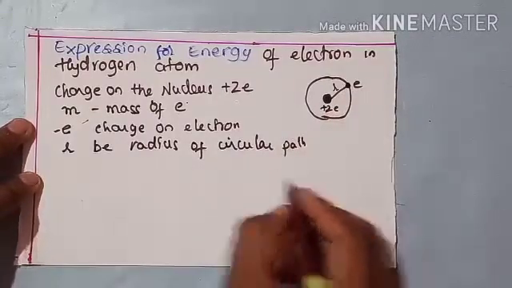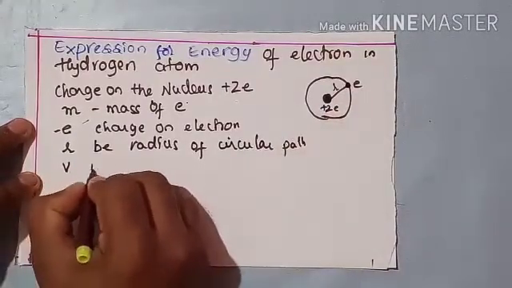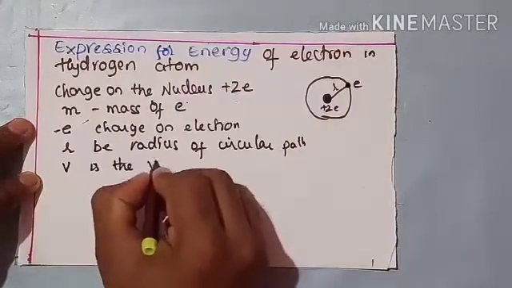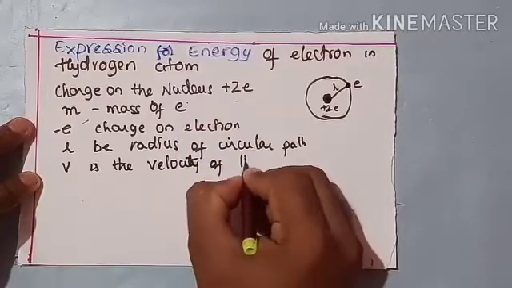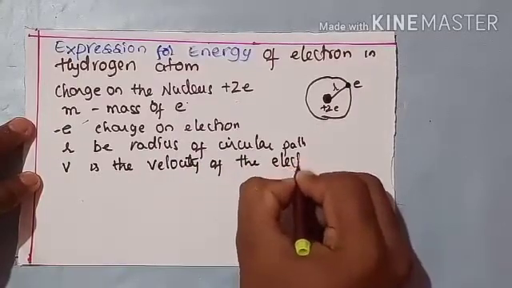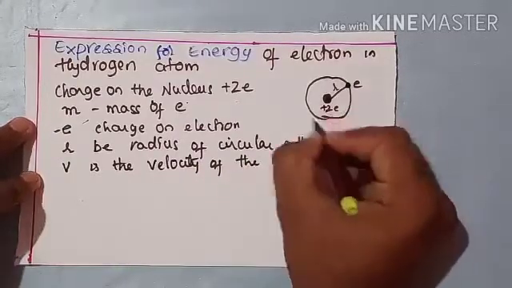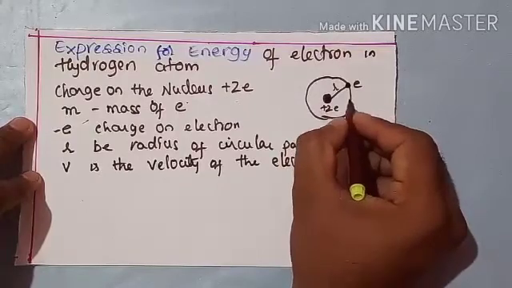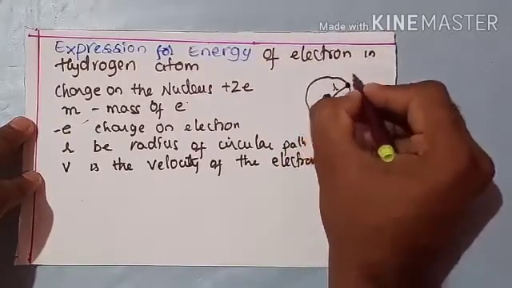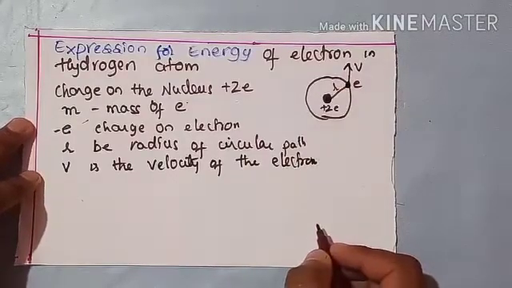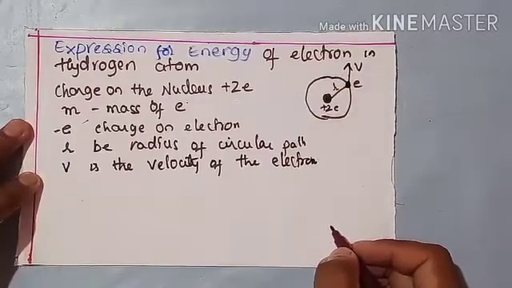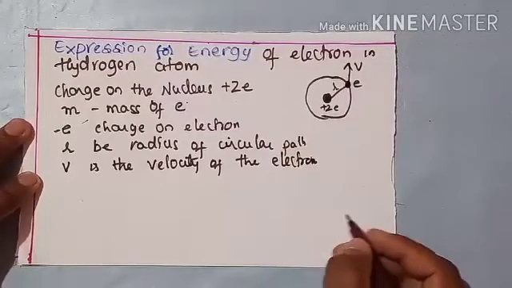Now v is the velocity of the electron. Here only the electron is revolving, therefore its velocity will be in this direction. So let v be the velocity. Sometimes it is also called the orbital velocity. Now we are going to write the energy expression.